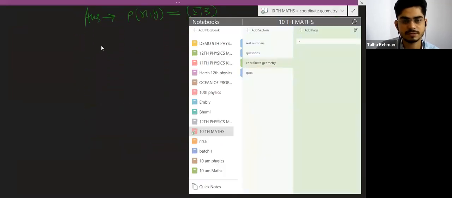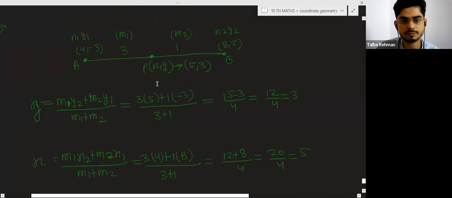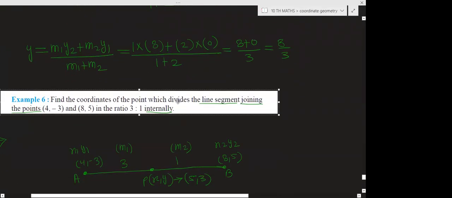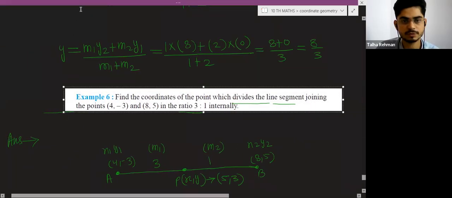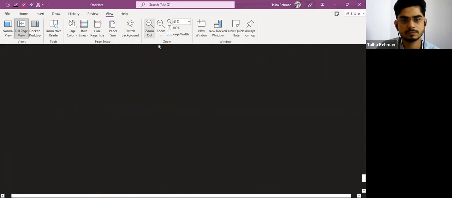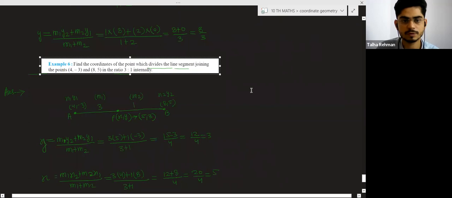So Azaan, first note this down, then we will solve another question. Okay. So in this way you have to solve the question. Just I'm zooming it out. Note.